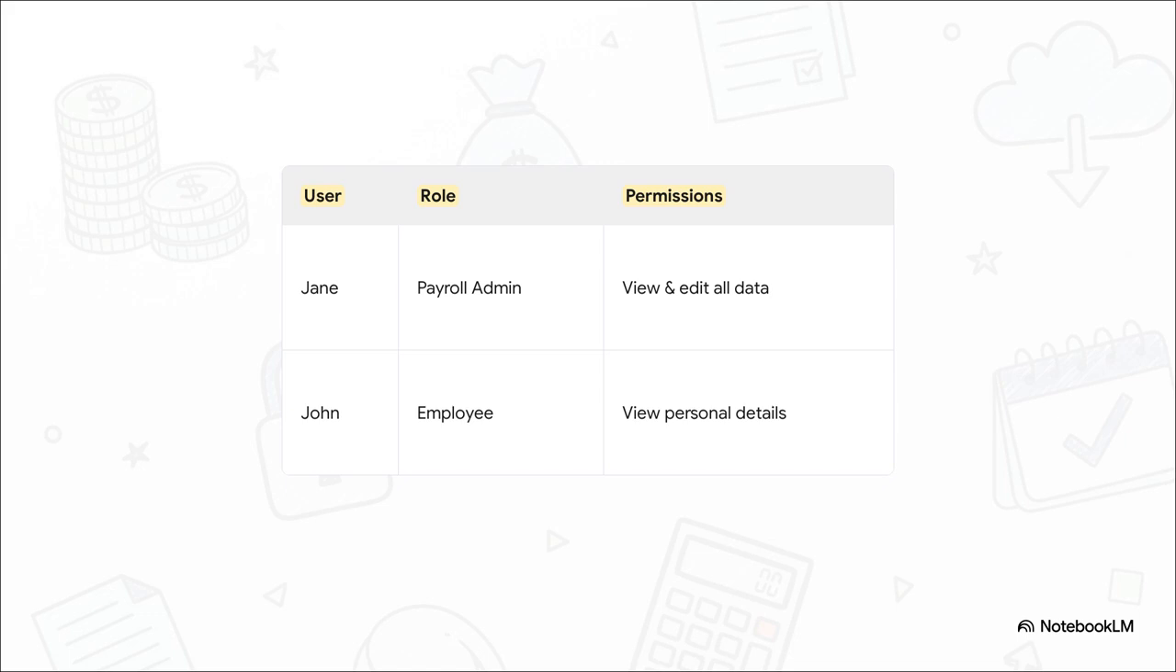To illustrate role-based access control, the source provides this practical example from a system like Xero. Note that a payroll admin has full permissions, whereas an employee is restricted to their own details. This demonstrates the principle of need-to-know access, which the material identifies as a cornerstone of data security.